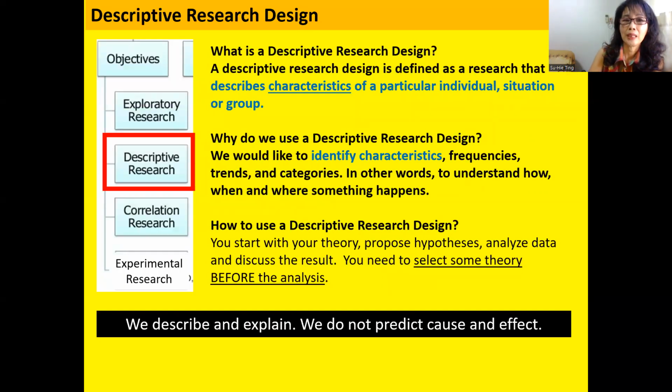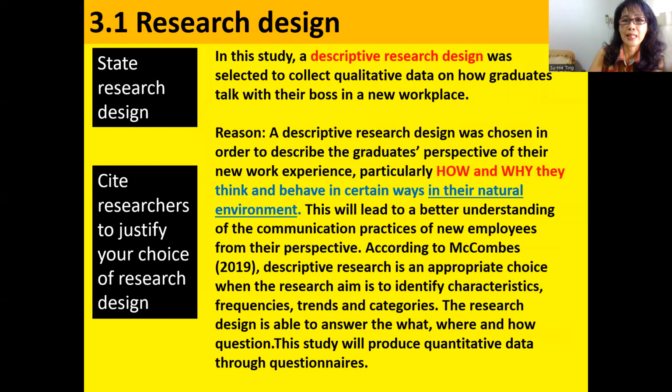So 3.1, descriptive research design. Just a reminder, it is a research that describes characteristics of a particular individual, situation, or group. So if you want to describe characteristics, then you are choosing a descriptive research design. We are not into predicting cause and effect because we do not control any variable in the study. We just describe variables or characteristics about the group, and that's what a descriptive research design is. This is an example here.